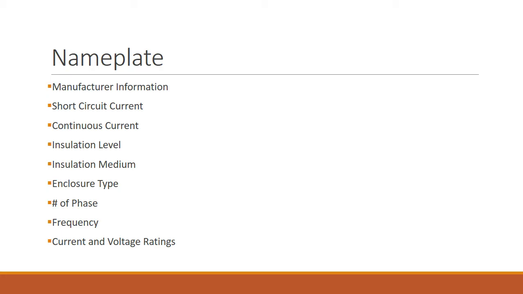Some of the information that should be included, though this isn't the entire list, as this differs by your switch type or manufacturer type. But they should include, nonetheless, things like the short circuit current, the continuous current, insulation level, insulation medium, enclosure type, the number of phases that it supports, the operating frequency, as well as the various current and voltage ratings for the switchgear.